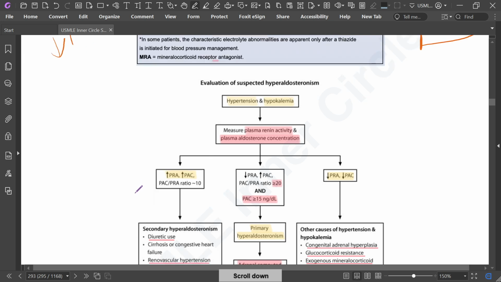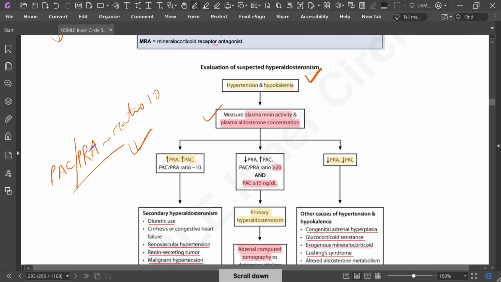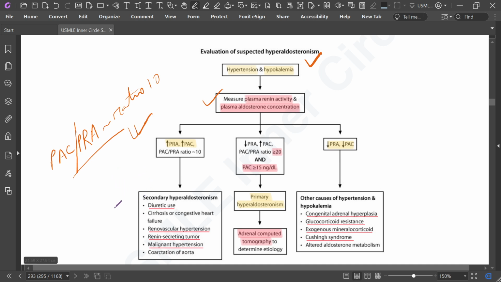So if somebody comes with hypertension with hypokalemia, measure plasma renin and plasma aldosterone concentration. If both plasma renin and aldosterone are high, it is secondary hyperaldosteronism. The plasma aldosterone concentration to plasma renin ratio is about 10 in secondary hyperaldosteronism.